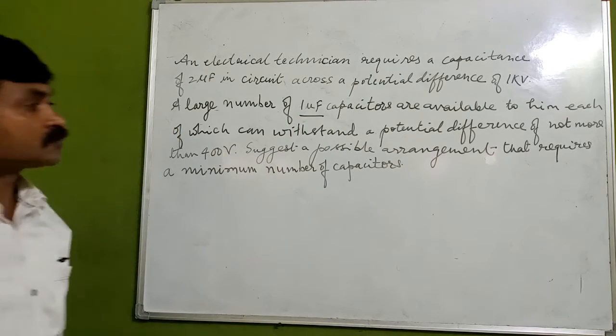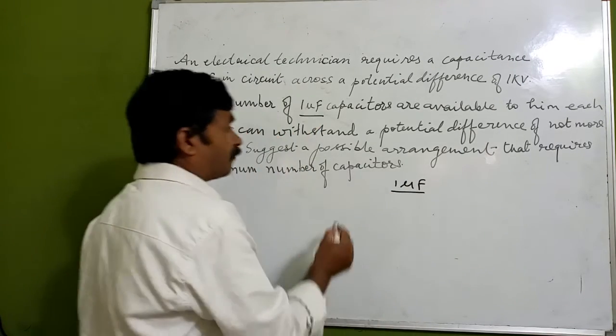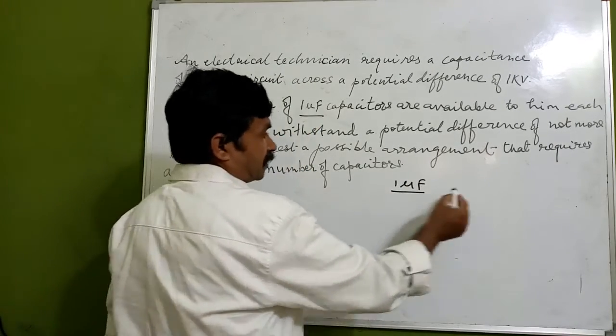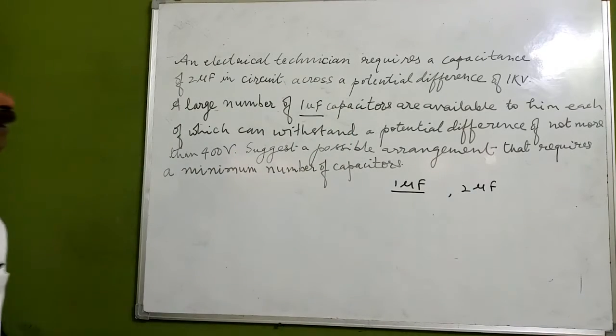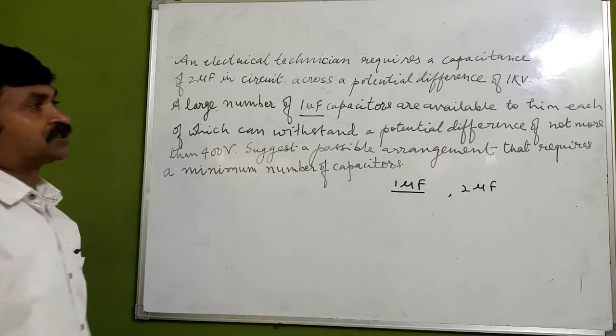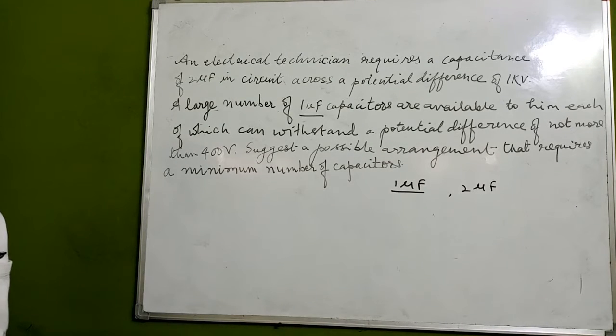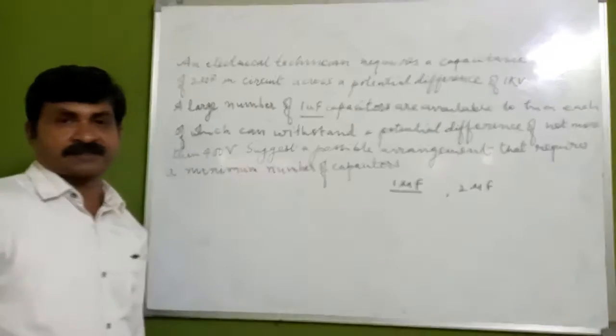Now the problem is that 1 microfarad capacitances are available, and the circuit requires 2 microfarad capacitance, which can withstand a potential difference of not more than 400 volts. Suggest a possible arrangement that requires a minimum number of capacitors.